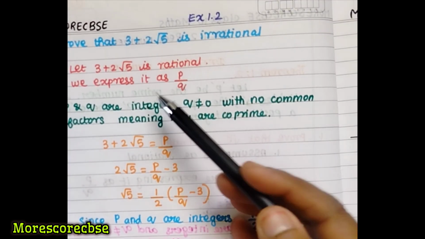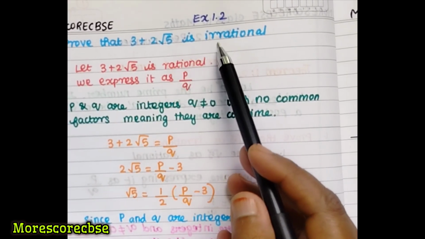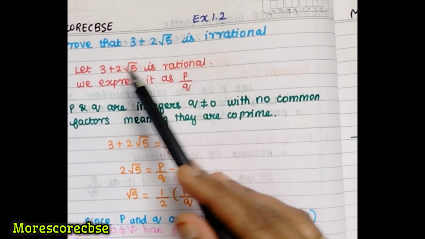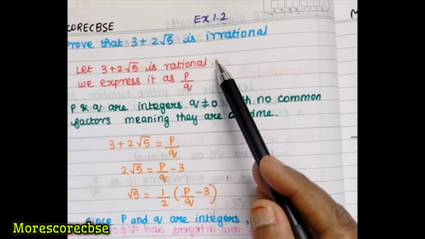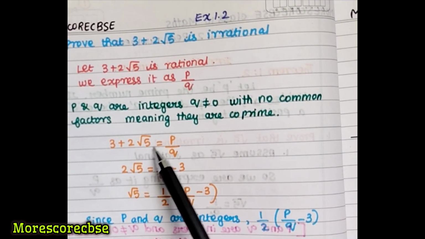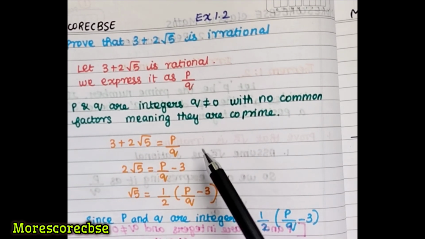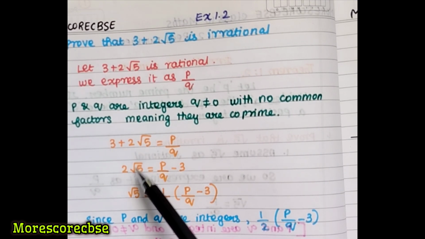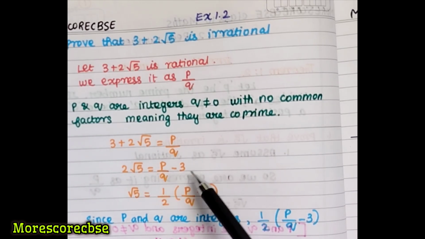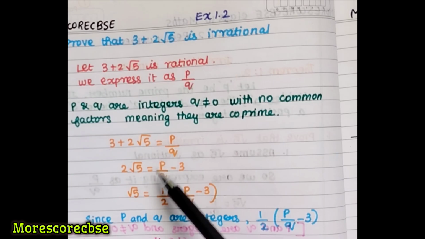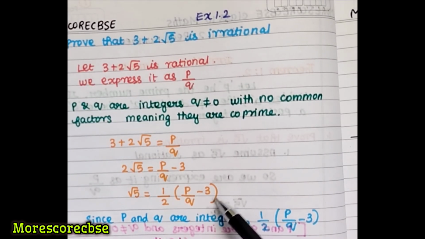Now second sum, prove that 3 plus 2 root 5 is an irrational number. In order to prove that, we are going to assume 3 plus 2 root 5 is a rational number, and express it as p by q. So 3 plus 2 root 5 is equal to p by q, and here we bring this 3 to the other side. So that will be 2 root 5 is equal to p by q minus 3, and we also bring this 2 here. So it will be root 5 is equal to 1 by 2 into p by q minus 3.